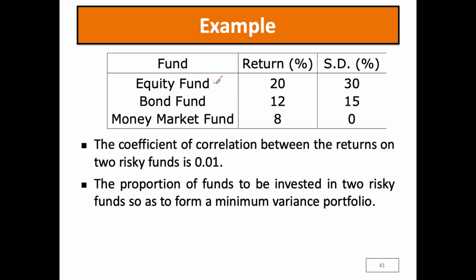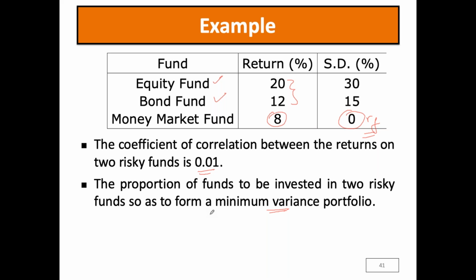We've got equity and bond, और मनी मार्केट का है रिटर्न 8% और स्टैंडर्ड डिविएशन 0 है, तो दैट इज एक्चुअली as far as our definition is concerned is the coefficient of correlation between the returns on two risky funds. ये दो रिस्की फंड्स है, इसके बीच का कोरिलेशन हमें दिया है, दैट इज जस्ट 0.01, बहुत ही छोटा है. The proportion of funds to be invested in two risky assets so as to form minimum variance portfolio.